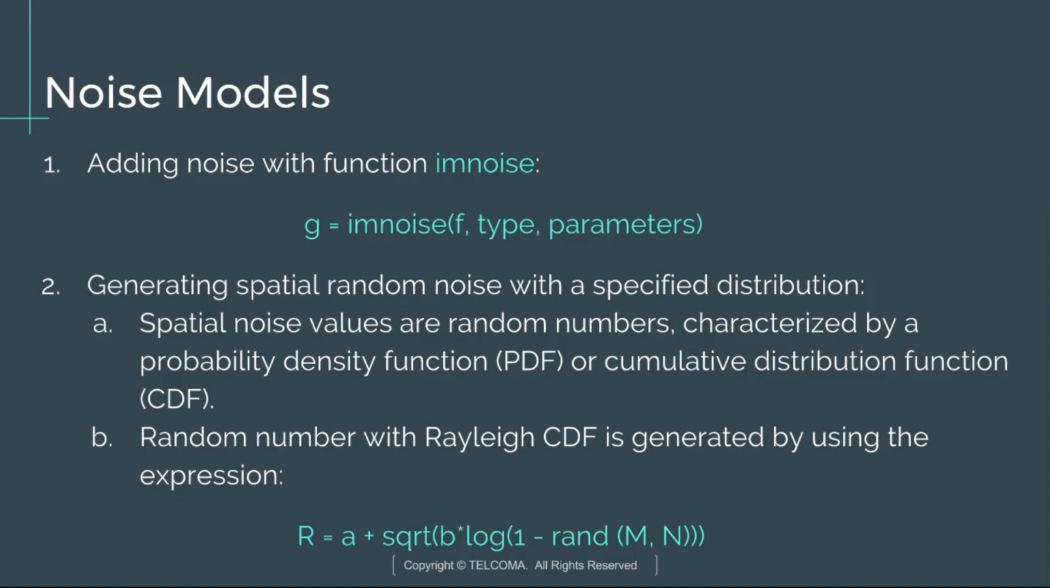Next is generating spatial random noise with a specified distribution. Spatial noise values are random numbers characterized by a probability density function, PDF, or cumulative distribution function, CDF. A random number with Rayleigh CDF is generated by using the expression R = a + sqrt(b * log(1 - rand(M, N))).